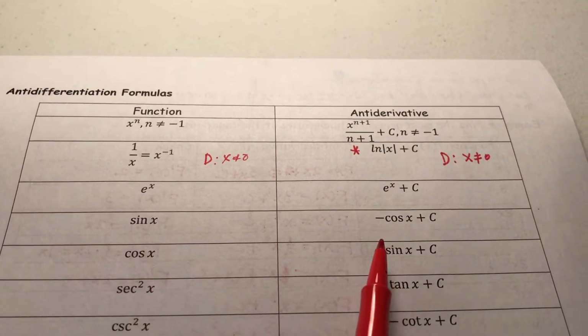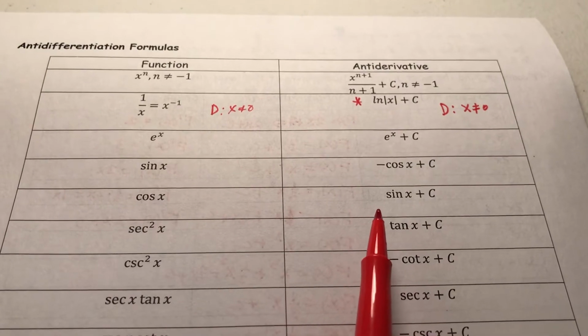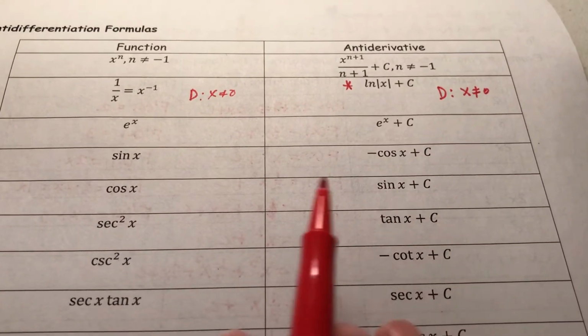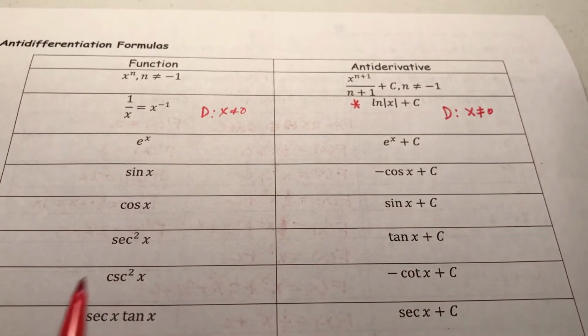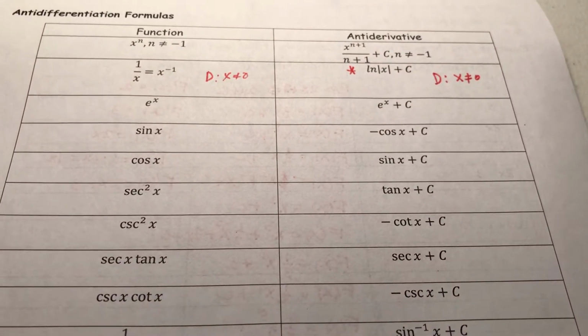Now, e to the x is a function whose antiderivative is itself, plus c. The antiderivative of sine x is negative cosine x plus c. The antiderivative of cosine x is sine x plus c. And you can always check by taking the derivative of that. The antiderivative of secant squared x is tangent x plus c.